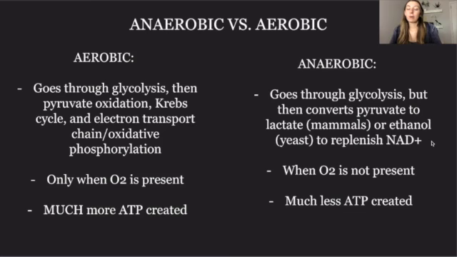The reason why is because anaerobic basically just goes through glycolysis where there's 2 net ATP created. And then it has to convert that pyruvate into something else that will replenish the NAD plus so that glycolysis can keep happening. So anaerobic respiration is essentially just glycolysis plus some kind of fermentation. And that's why it doesn't create as much energy. Whereas aerobic goes through all of cellular respiration, glycolysis, like we talked about earlier, pyruvate oxidation, and so on. And that's when oxygen is present.